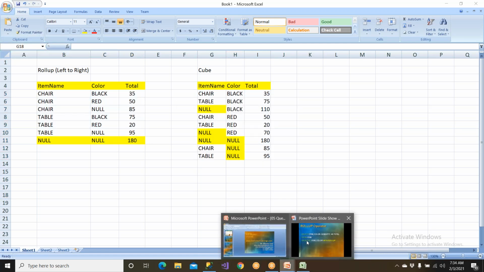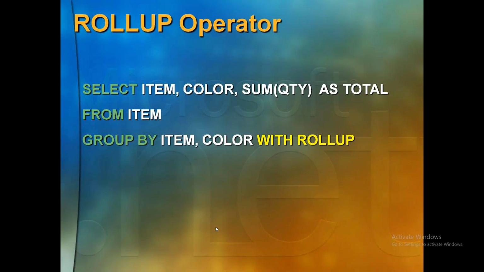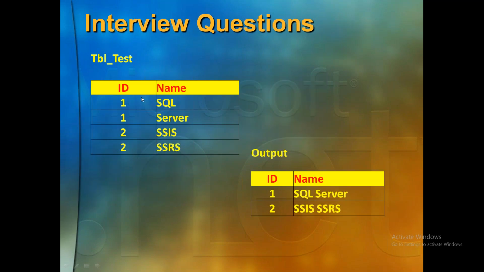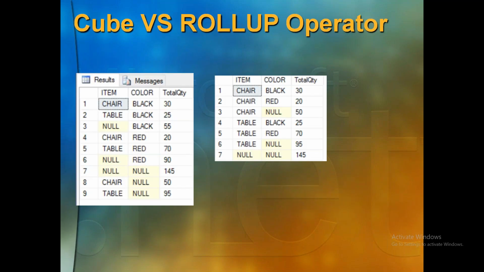Clear? So if you do not need every combination, then go in for this. Cube versus a roll up. Clear? So this is a very, very important point. Clear? So here we are simply understanding what is a cube operator and what is a roll-up operator.